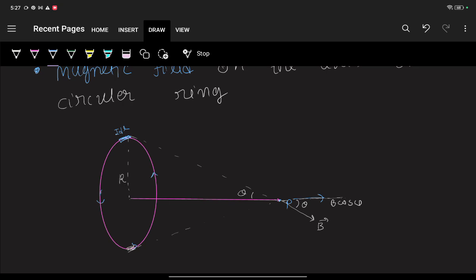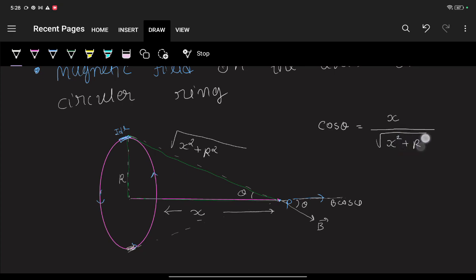Now let's assume that the point P is at a distance x from this ring. So this distance will become what? x square plus r square. Now in this triangle, can you see a right angle triangle? Yes, sir. If we want to write the cos theta, how are we going to write it? Adjacent upon hypotenuse. It will be x upon under root x square plus r square. Why are we writing this? Because we are going to need it in later steps.